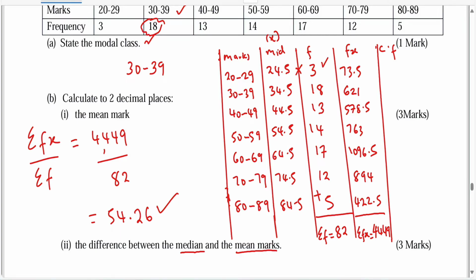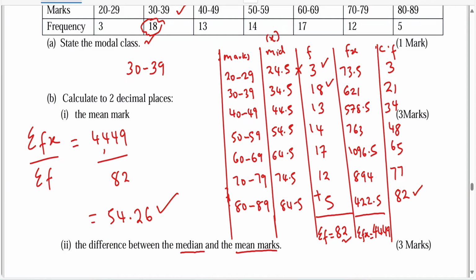So ukiona hapa frequency si ni 3, kwa CF utaanza kuandika 3. And then you add 18 kwa hiyo 3. You ask yourself how much it has accumulated after adding 18. So it's 21. Okay. Add to 13, it gives you 34. Add to 14, it should give you around 48. Add to 17, it should give you around 65. Add to 12, it should give you around 77, and add to 5 should give you around 82. So lazima zi match up na sum of frequency.